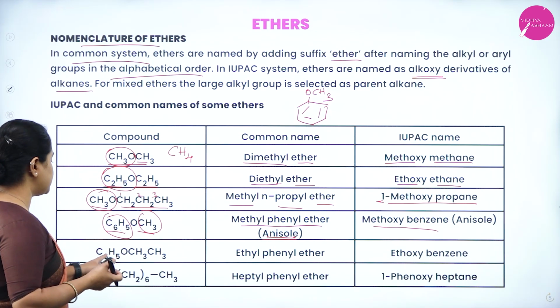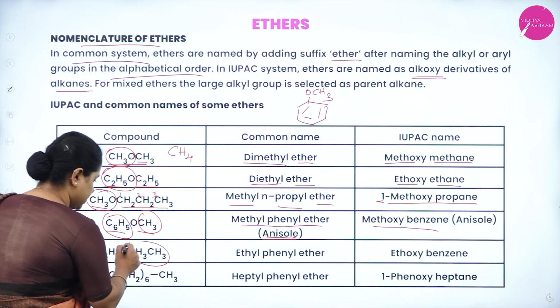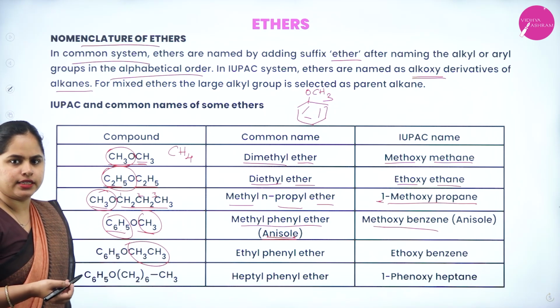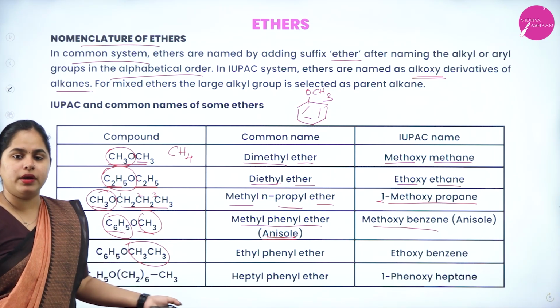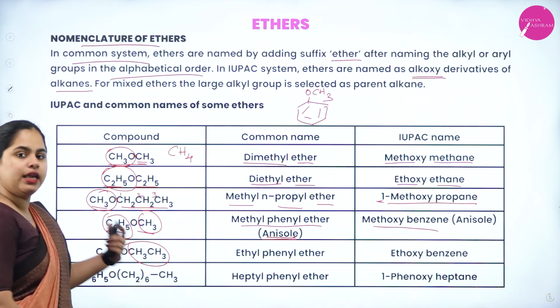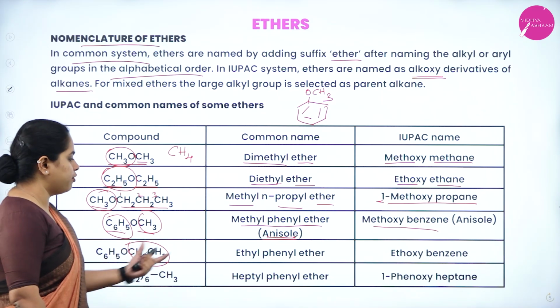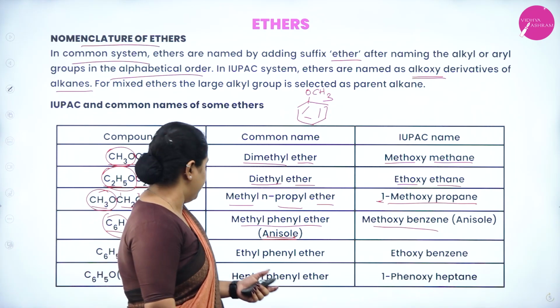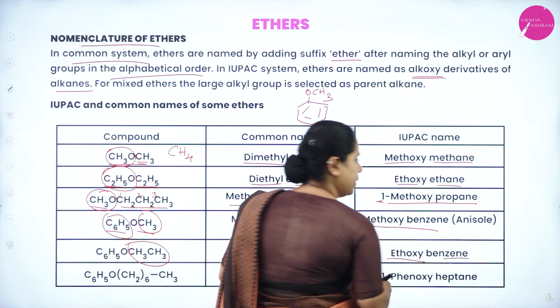The next one is C6H5OCH2CH3. Now what is the CH2CH3? It is C2H5, right? I hope it is clear. Now what will be the common name? It will be ethyl phenyl ether. Which one will come first in alphabetical order? Ethyl. So it is ethyl phenyl ether, and for the IUPAC name, the alkoxy group is ethoxy. It will be ethoxybenzene. Clear?